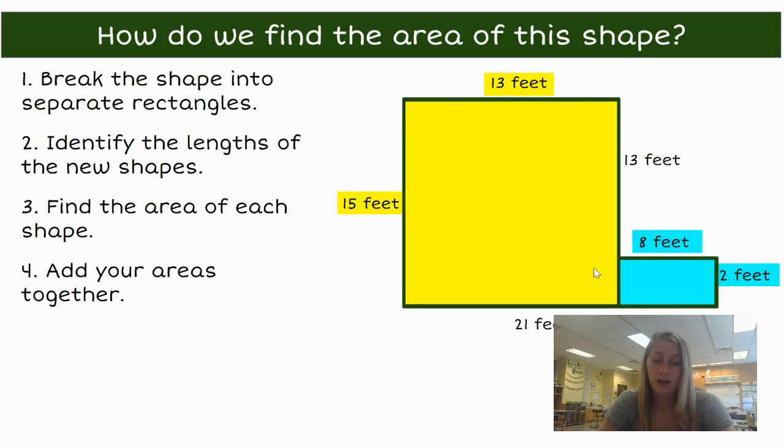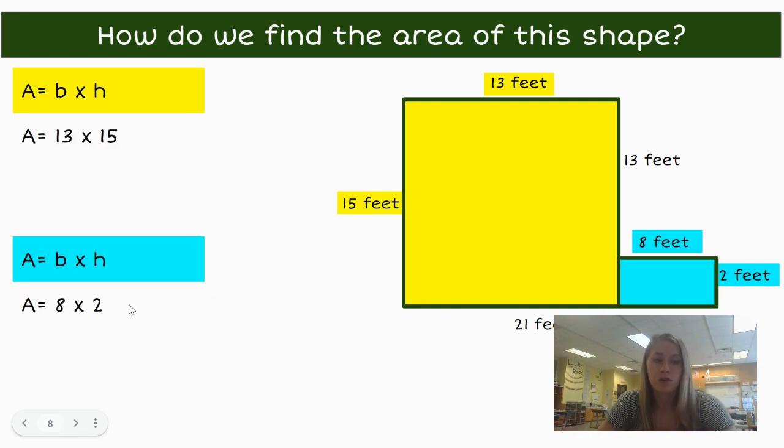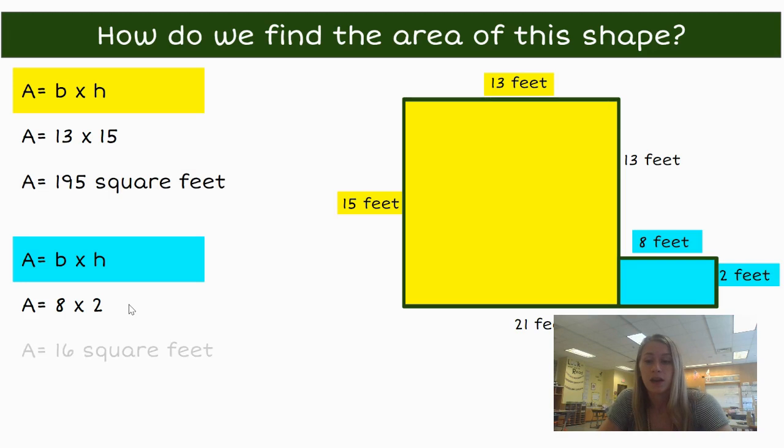Step 3, we need to find the area of each shape, and then we will add them together because we are combining. So first, the area. The area of the yellow shape is 13 by 15, which is 195 square feet. And our blue is 8 by 2, meaning 8 times 2, gives us 16 square feet. Final step, we have to add them together because we're combining for this total area.